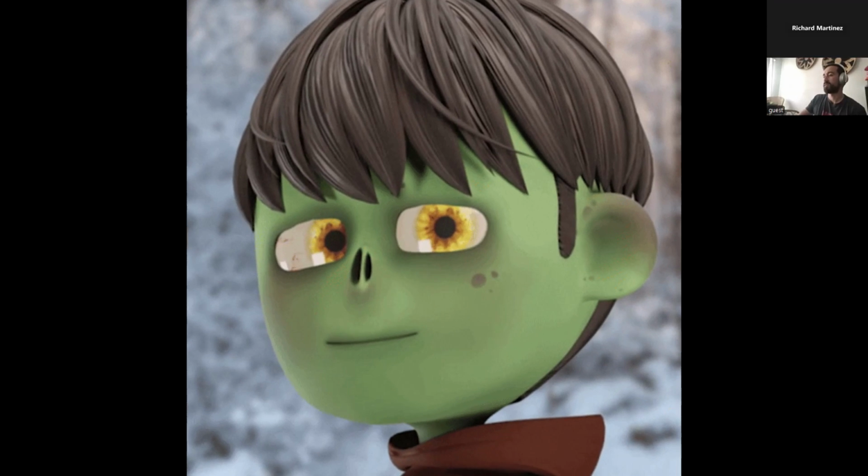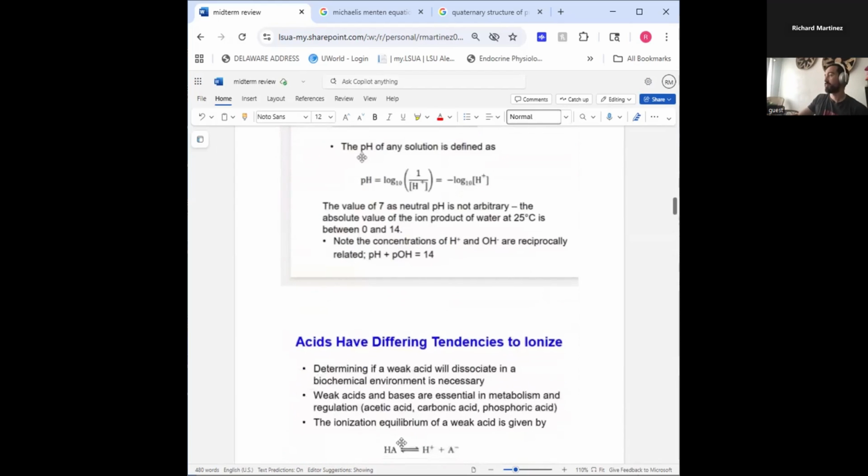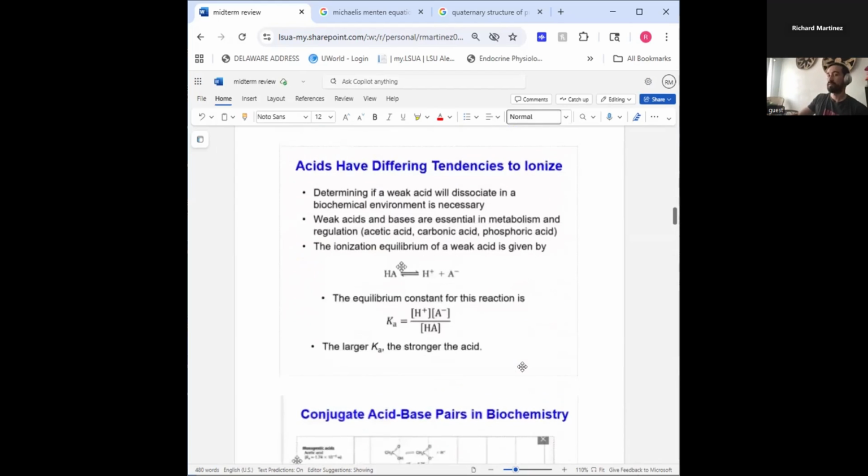And let's try to remember this last part, it's huge: pH plus pOH is 14. Also, they're inversely related. So if one concentration goes up, the other concentration must go down.